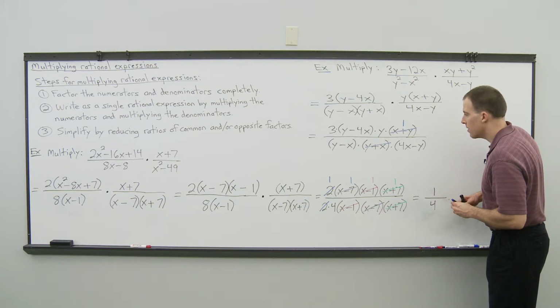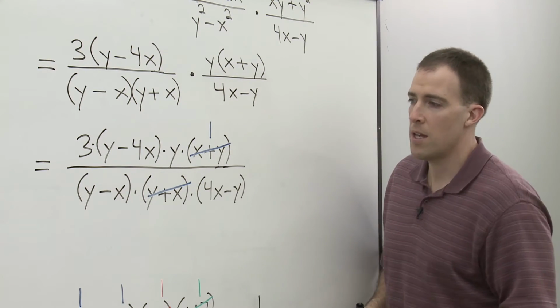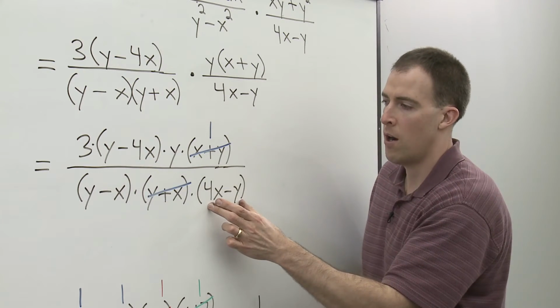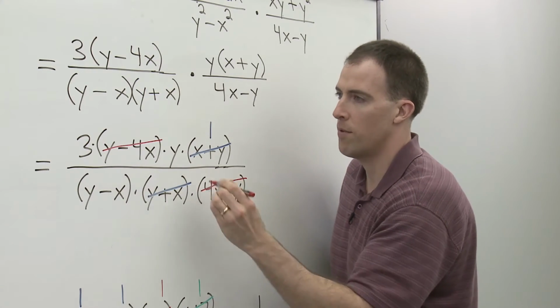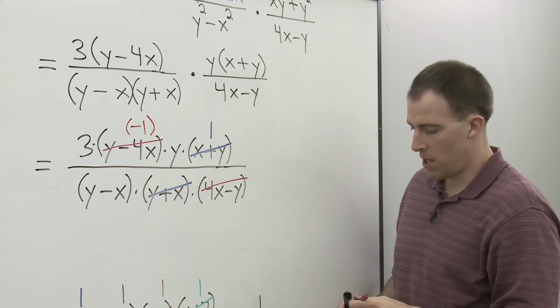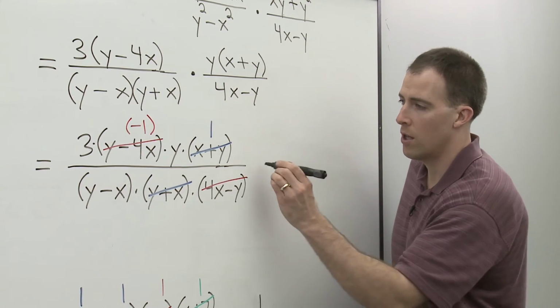Any other common factors that you see? I don't see any other common factors, but I do see a pair of opposite factors. Y minus 4x and 4x minus y are opposite factors. So when you divide opposite factors, they simplify to a negative 1. So reducing the two opposite factors there, we get a result of negative 1. That's everything that can be reduced.